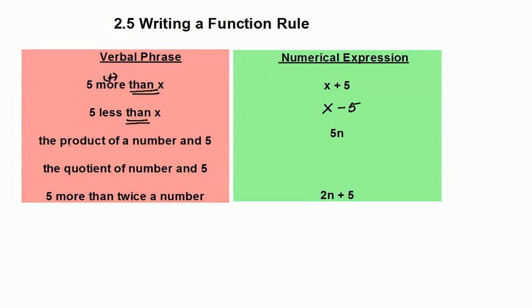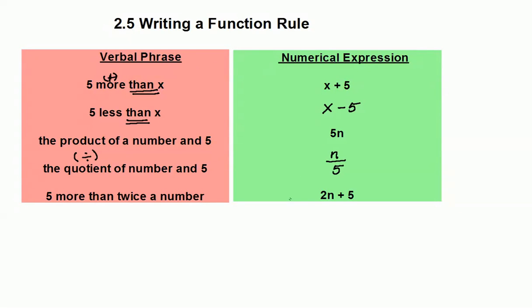The next one, the product. The product means to multiply. So the product of a number and 5. So we're going to multiply the number, which we'll call n, and 5. Now we're going to write it as 5 times n because we want to put the 5 first before the n, or 5n. The next verbal phrase, the quotient. The quotient means to divide. So anytime you see the word quotient, it means to divide. Divide of a number and 5, or it's going to be n divided by 5.